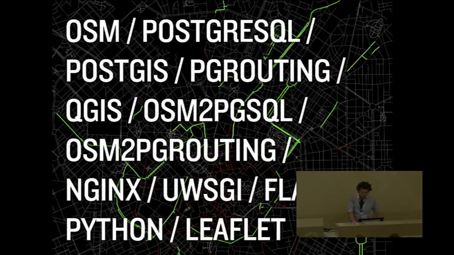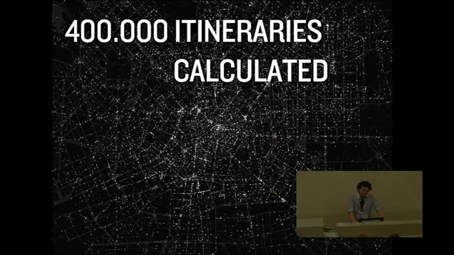The technologies that we have are technologies you're probably all familiar with. We have, of course, OpenStreetMap with PostGIS, then pgRouting for the routing, and the backend is designed in Python, and we use Leaflet on the front end. In 1 year, we had about 400,000 itineraries calculated, and this gives us a lot of data about how people actually use the city. These are the starting and the destination locations.